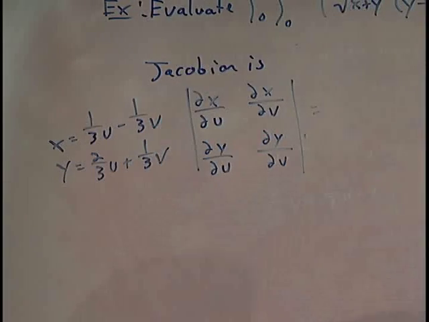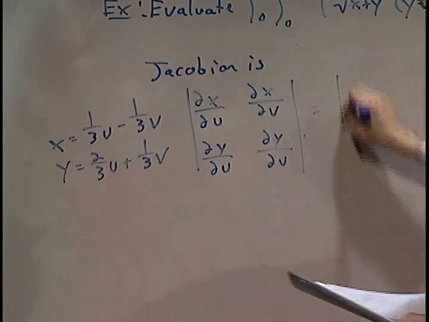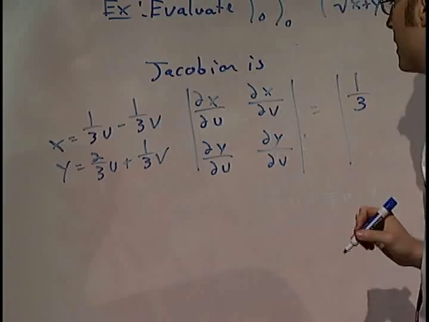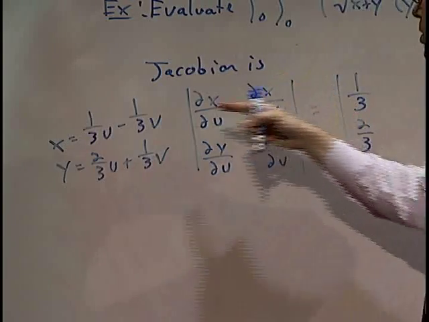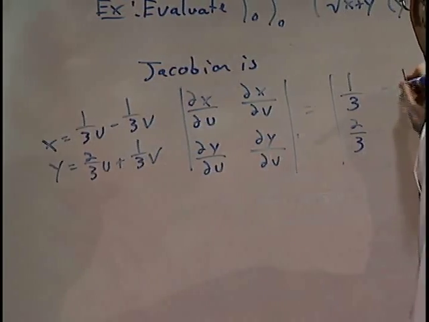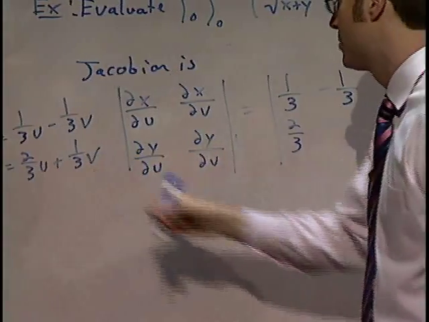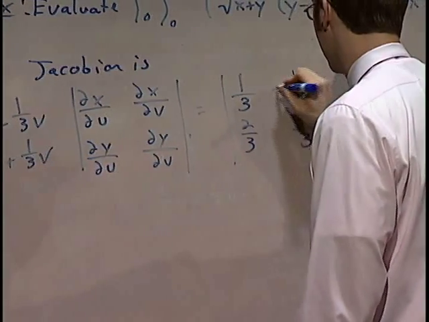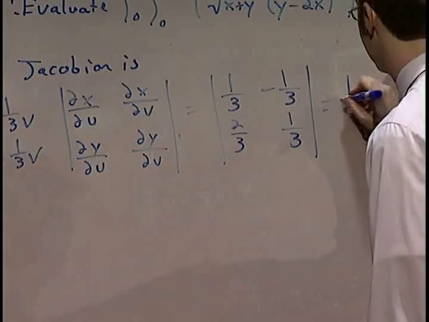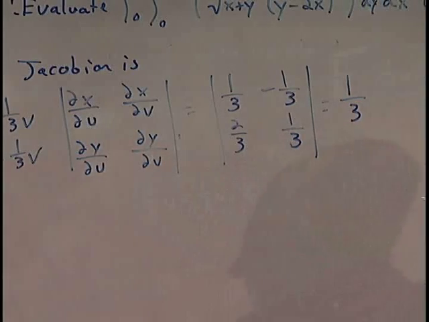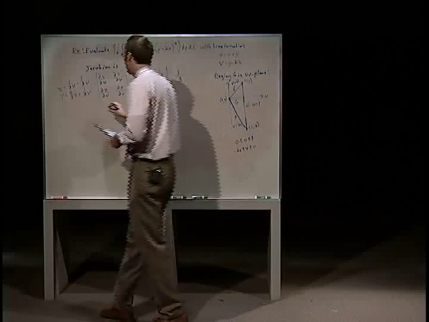Right? So partial x, partial u in this case is 1/3. Partial y, partial u is 2/3. Partial x, partial v is negative 1/3. Partial y, partial v is positive 1/3. Right? So that's 1/9 minus a negative 2/9, which is a positive 3/9, which is a positive 1/3. Okay? So let's integrate now.